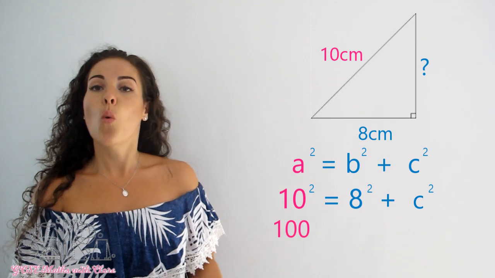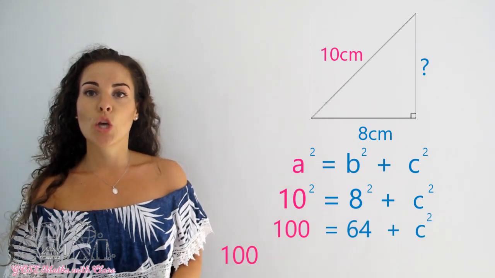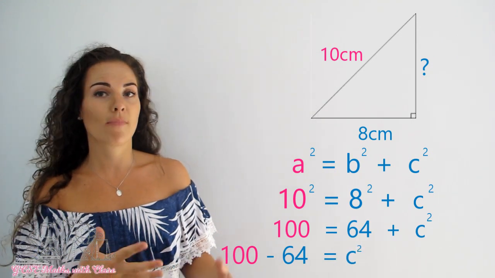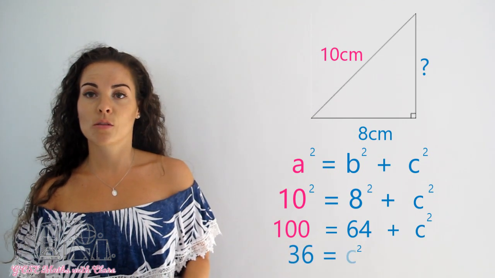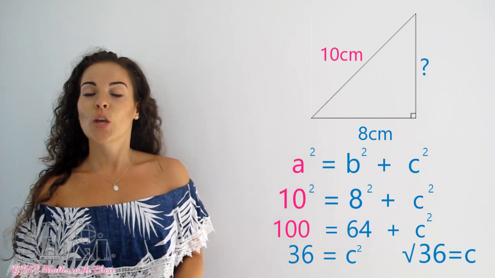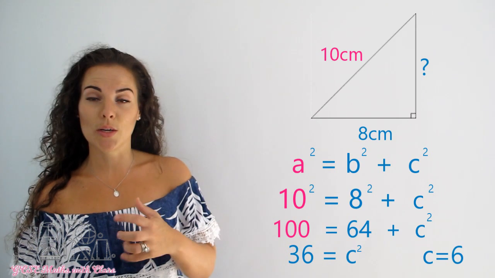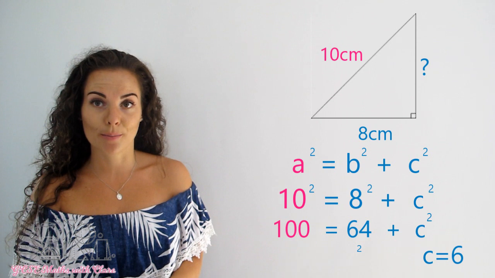So in this case, 100 equals 64 plus c squared. So 100 minus 64 equals c squared. I've just taken the 64 over. So 36 equals c squared, and now we write the square root of 36 equals c, so c equals 6. Again, I've picked numbers that work out really nice, but you can have answers which are decimal places which you need to round. In the exam, what kind of questions can you expect?